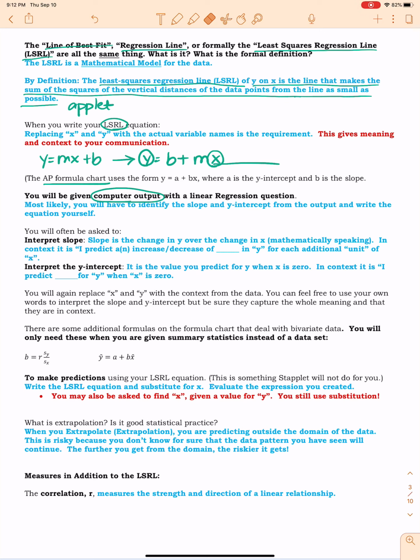I will show you some computer output when we're looking at some examples, and you'll see exactly what I'm talking about. And they're going to give you enough information in the computer output that you can create the equation itself. So we will talk about interpreting slope and y-intercept and all that fun stuff. We will talk about that in the next video.